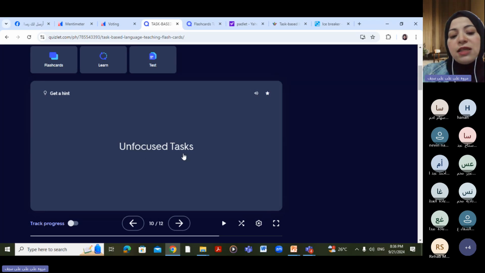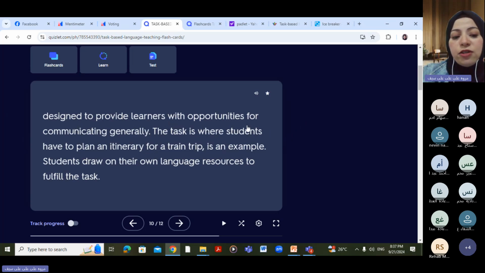What are the unfocused tasks? Let's see. They are designed to provide learners with opportunities for communicating generally. They are unfocused. So the task is where students have to plan, for example, an itinerary. Itinerary, this word is a little bit difficult in pronunciation for me. For a train trip, it's like the route or plan of the trip, for a train trip. This is an example where students draw on their own language resources to fulfill the task.